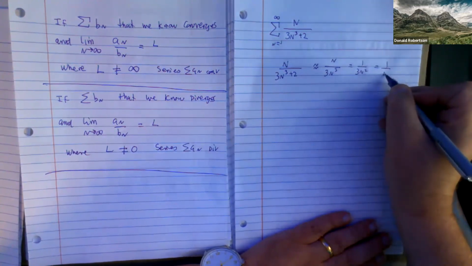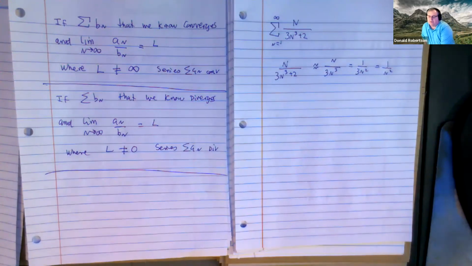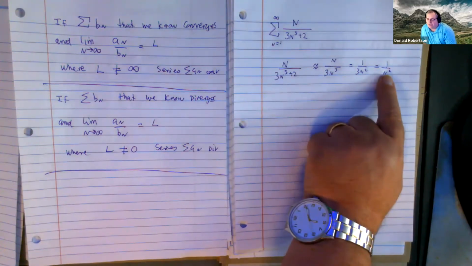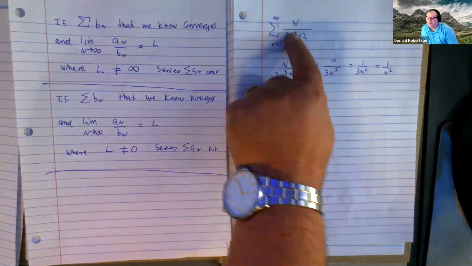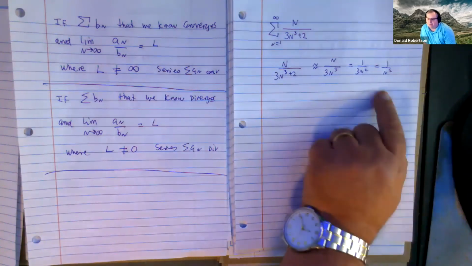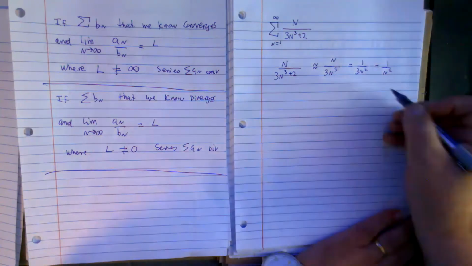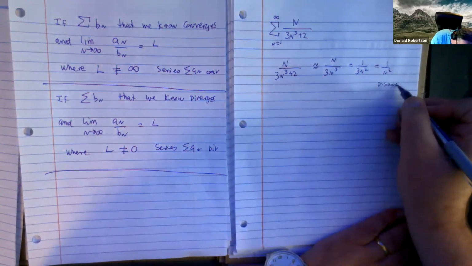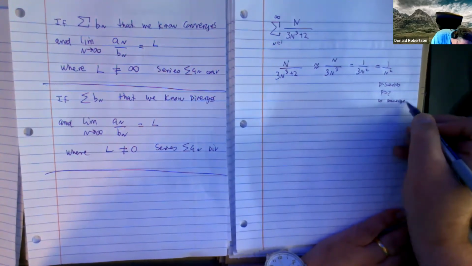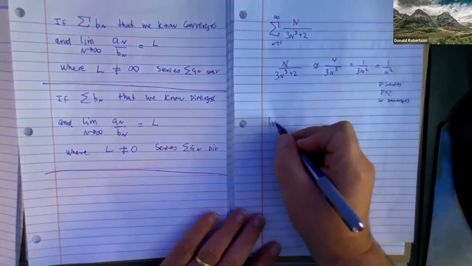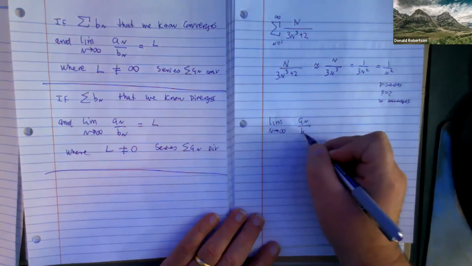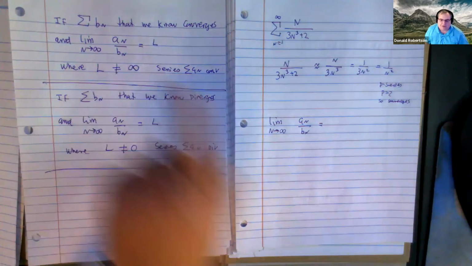And I don't like 3, so I just use the basics. This guy here behaves like a 1 over n squared. Does that make this guy a converger? It sure does. So we have a p series. We have a p equals 2, so it converges. What we need to do now to kind of finalize that proof is show that this ratio is a number that's not infinite.